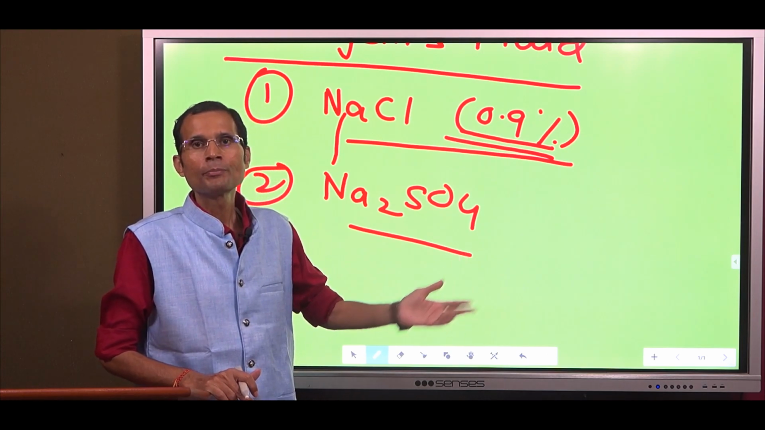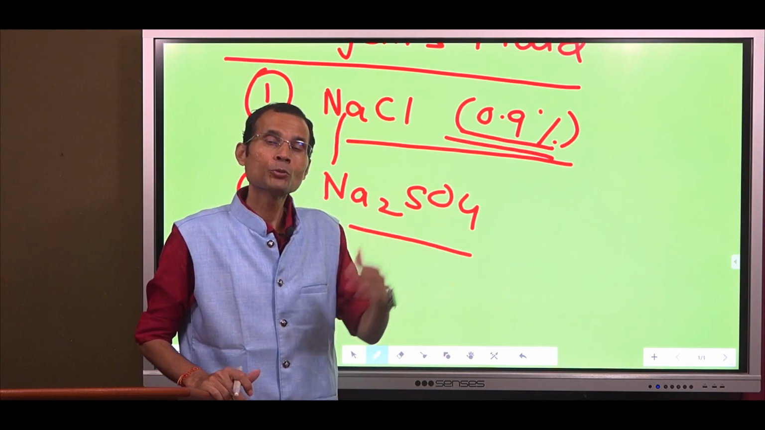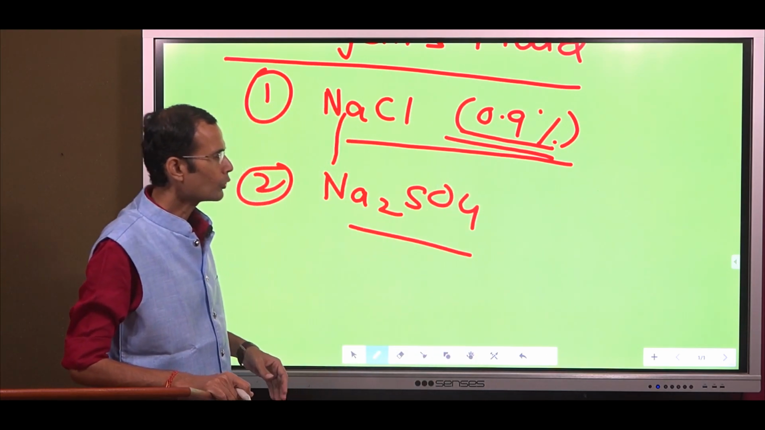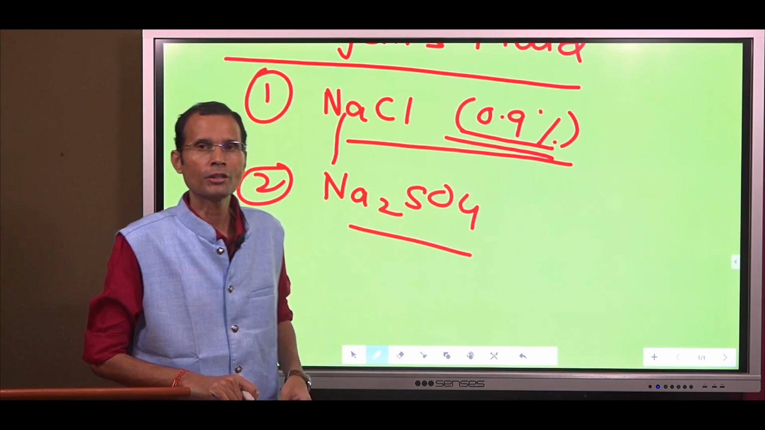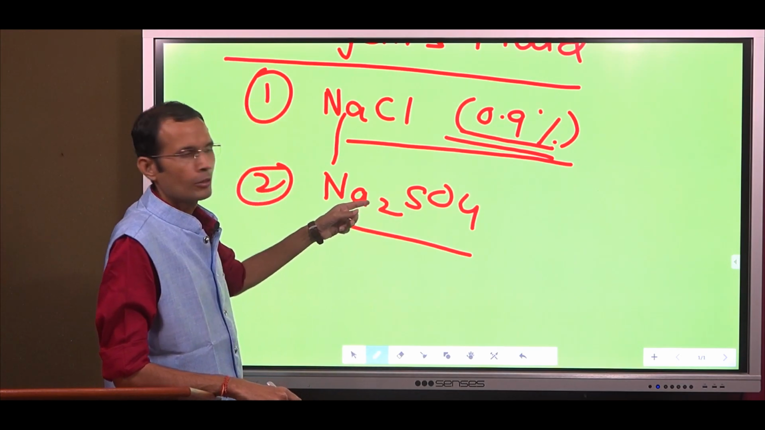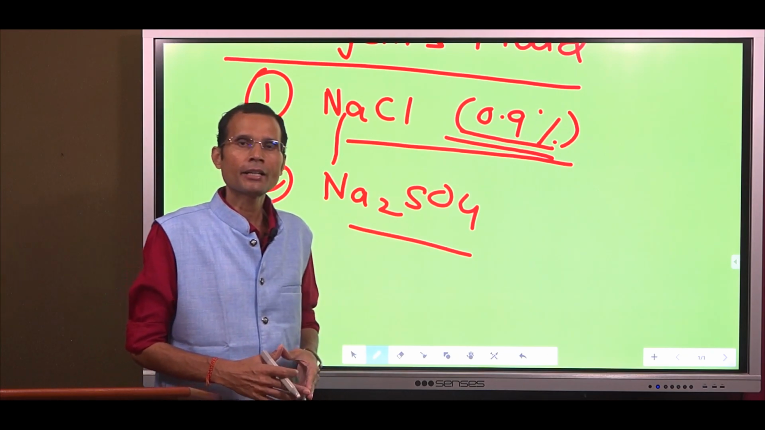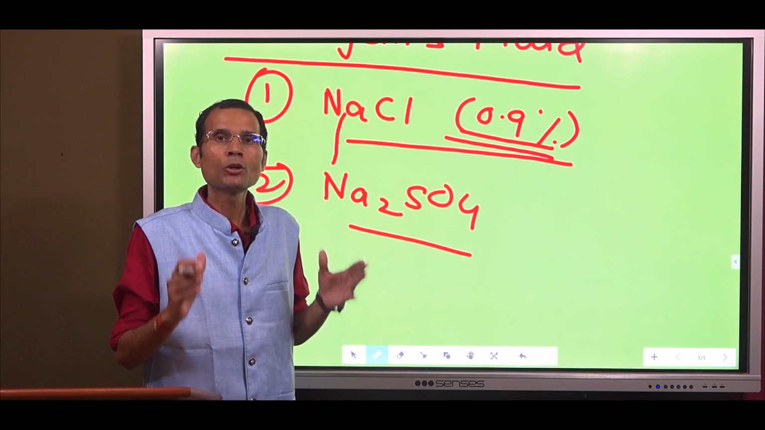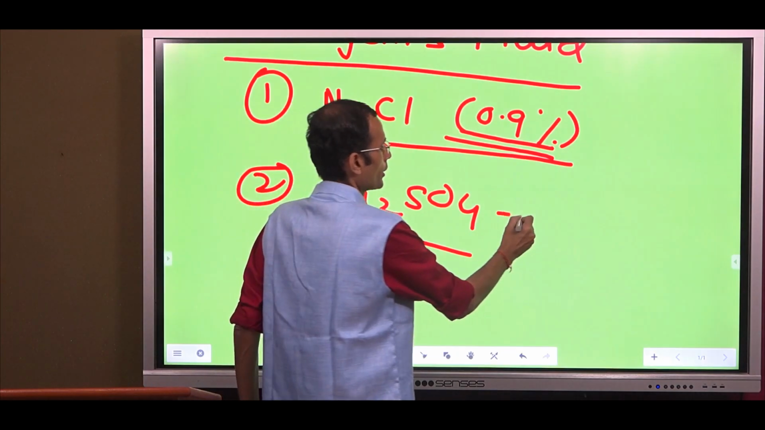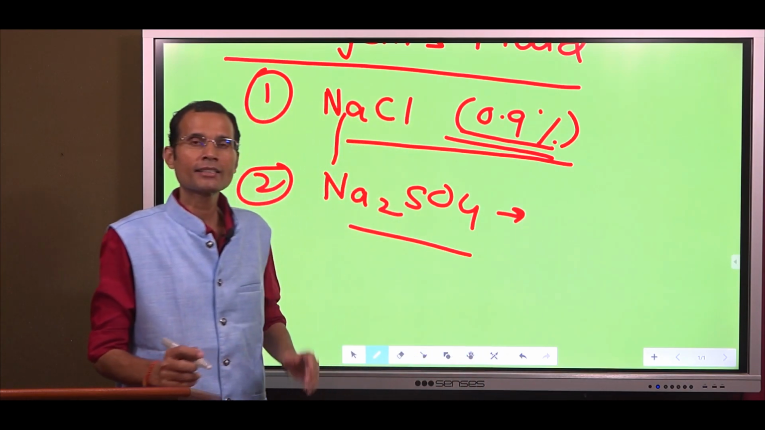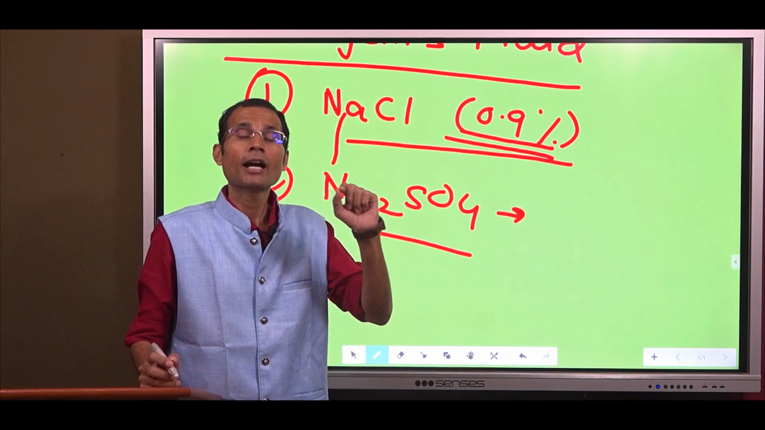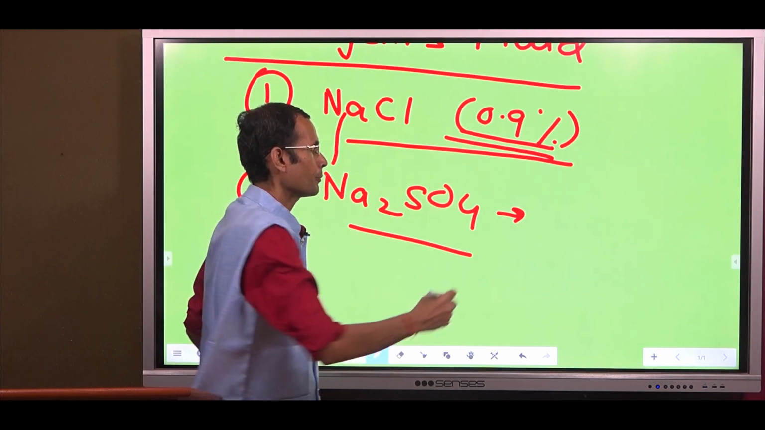In RBC diluting fluid, we are diluting the sample 200 times, so a clot will not occur. Then why is sodium sulfate added? It is anti-rouleau formation. Sodium sulfate will act as an anti-rouleau formation agent.